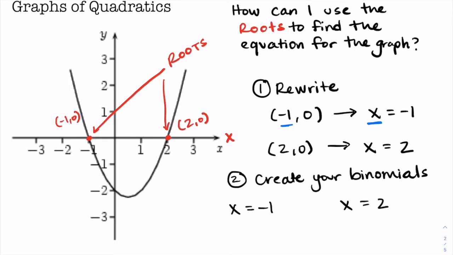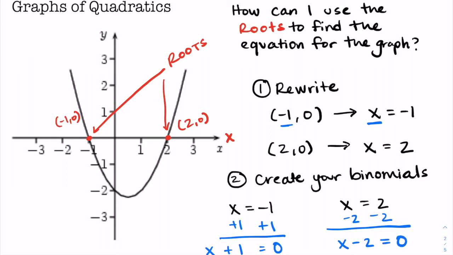Here I'm just rewriting our roots so that we have a little more space to solve. I'm going to be treating x equals -1 just like any other equation that I need to balance. I'll use inverse operations to move -1 over, so I'm going to use addition here. Once I've added 1 to both sides, I'm left with 0 and x plus 1. So if x plus 1 is equal to 0, I just found my first binomial, which is x plus 1. I need to do the exact same thing to the other side to create my second binomial.